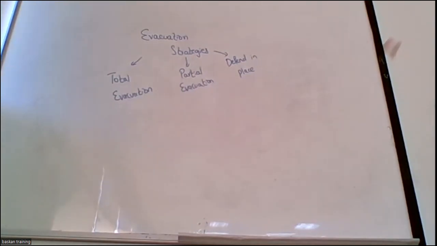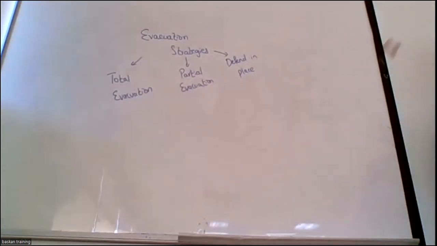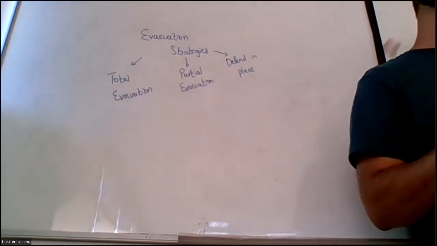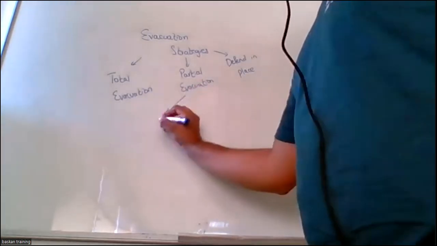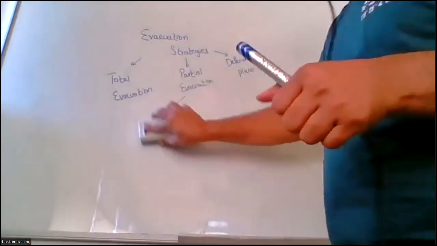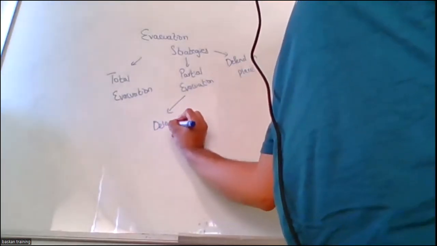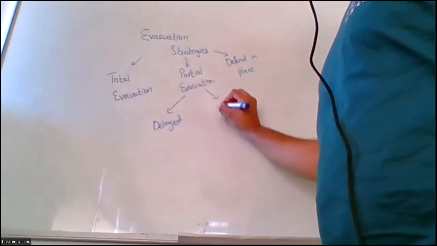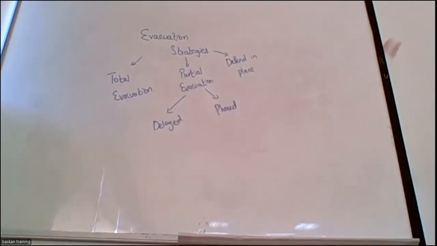Total evacuation, as the name itself indicates, means if there's a threat, the whole occupancy has to evacuate. The occupants from the whole occupancy have to evacuate. That is total evacuation. Partial evacuation can be further categorized into two types. One is delayed evacuation, sorry, delayed or zoned, both are the same. And the second one is phased evacuation.